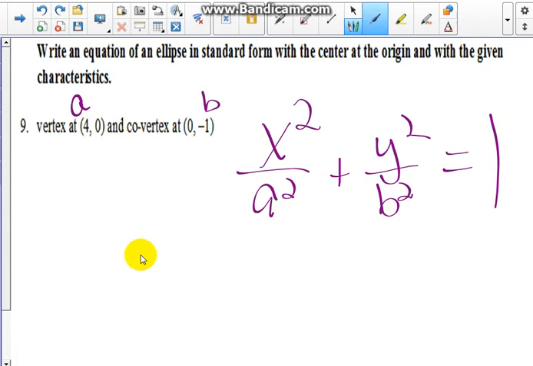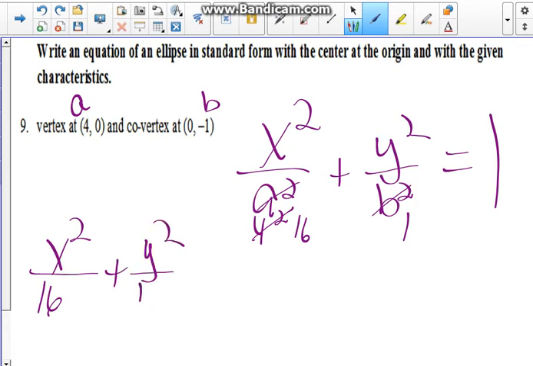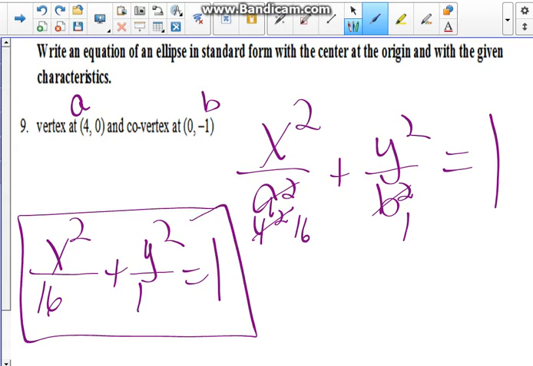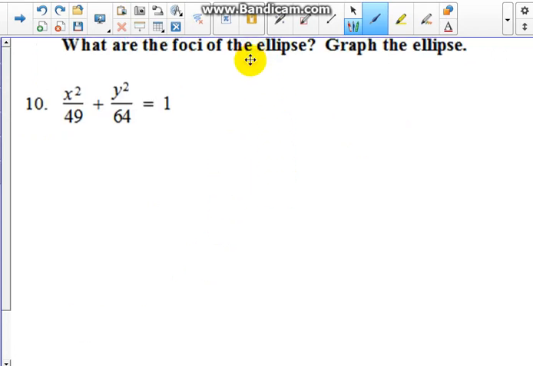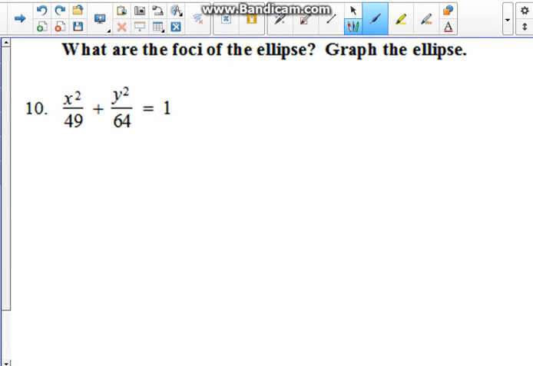So a squared is 4 squared, which is 16. And b squared is going to be 1. So our final equation is x squared over 16 plus y squared over 1 equals 1. And that's our equation. The next, it says, what are the foci of the ellipse and to graph the ellipse?